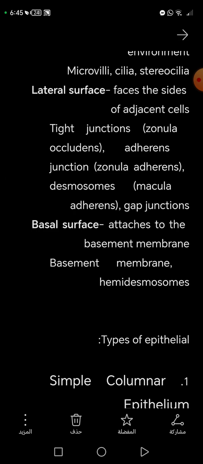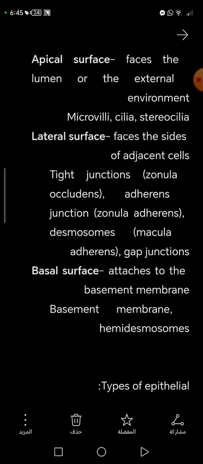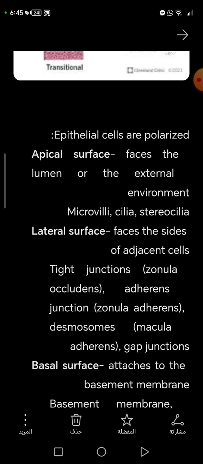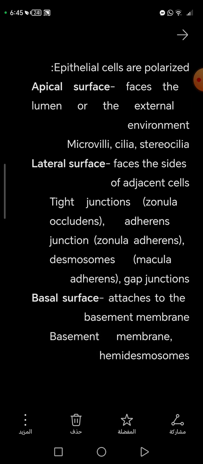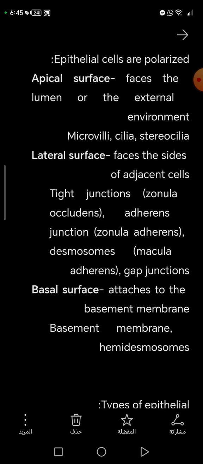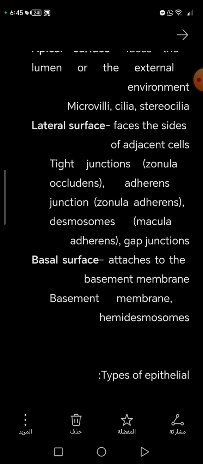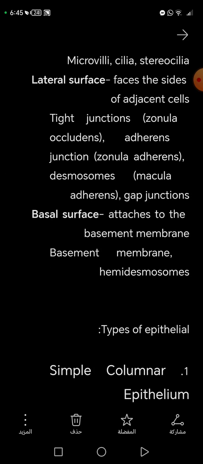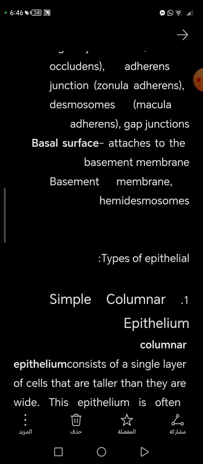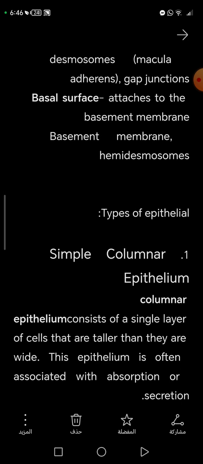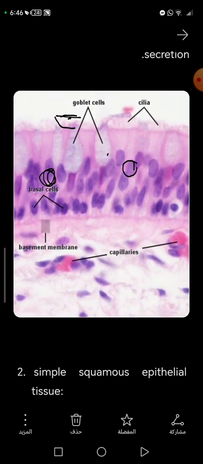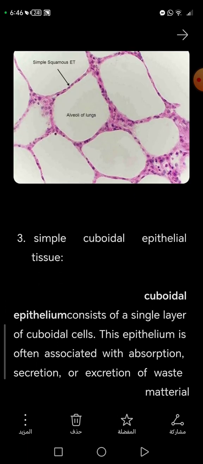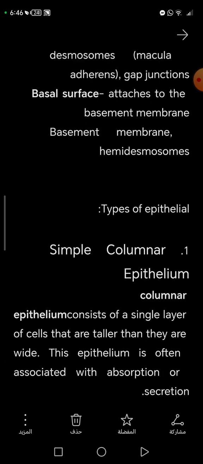So we have the basal surface, which is the bottom of the cell, the down part of the cell, attached to the basement membrane by hemidesmosomes. Basement membrane, hemidesmosomes. So, types of epithelia: I'll explain 3 of them now, and in the other video I will continue them.